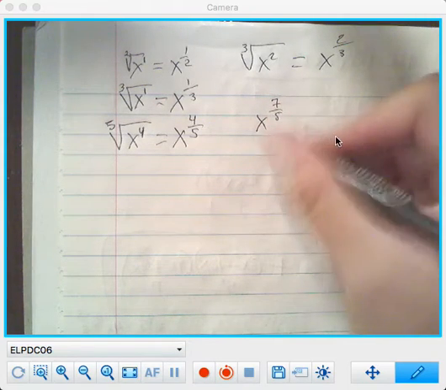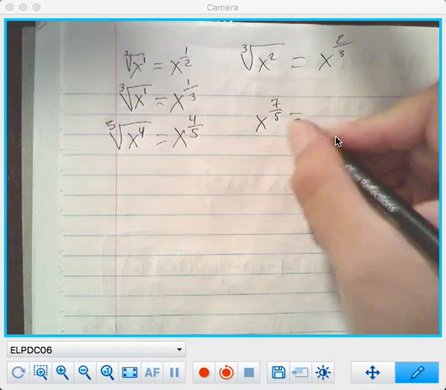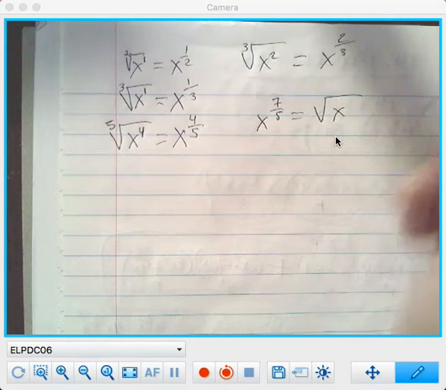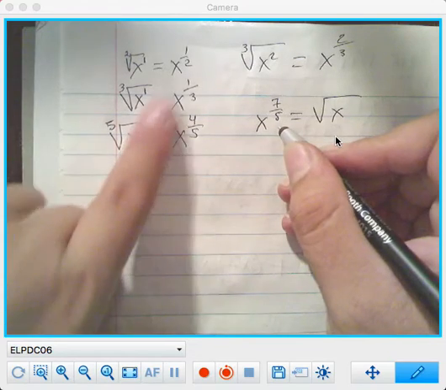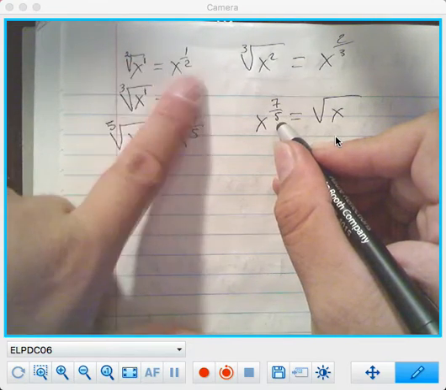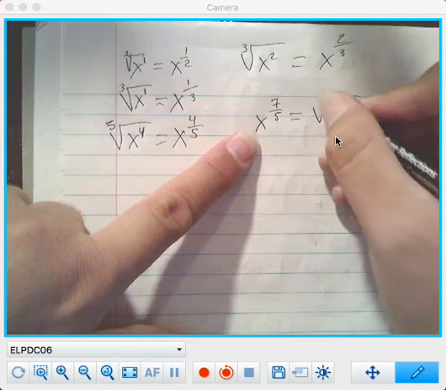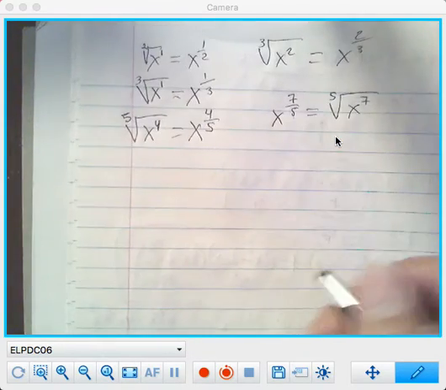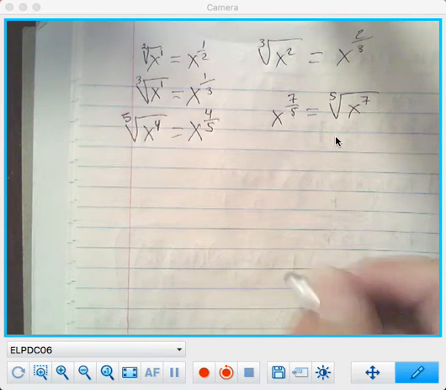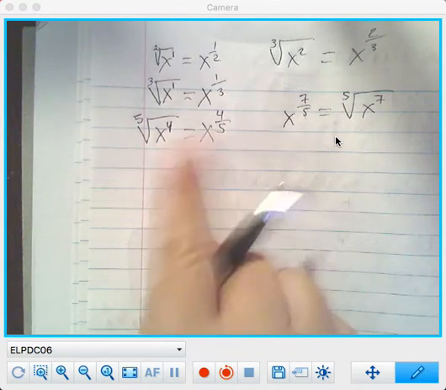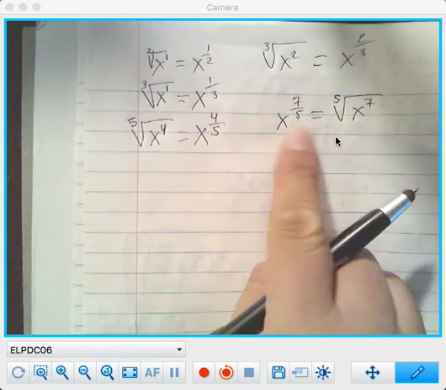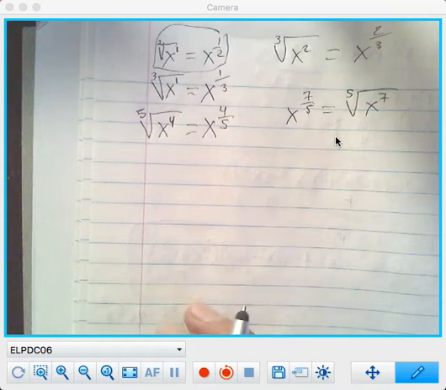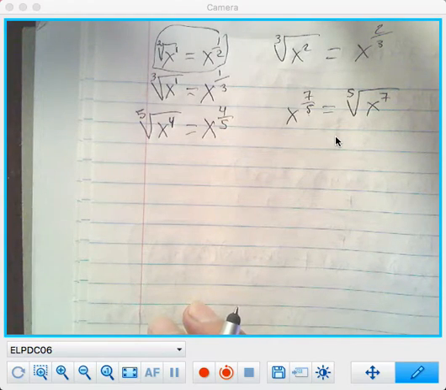How do I write this using a radical sign? Well, put your radical and put the letter. So the bottom number goes outside, and the top number goes inside. Believe me, every time I want to do this, I still sometimes get confused which one goes inside. I do this all the time in my notes, so that way I know which one goes where.